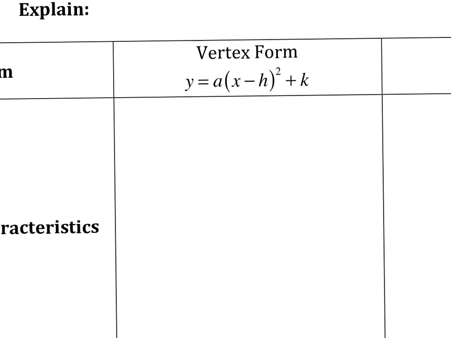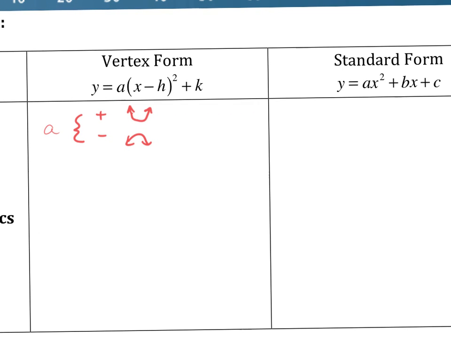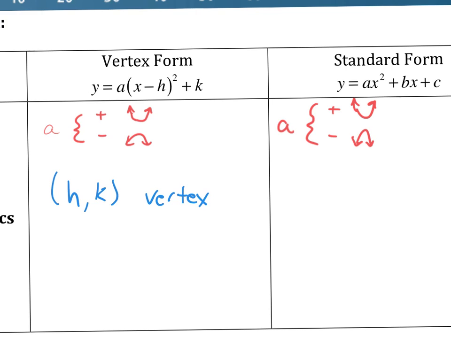So the first thing, a tells me something. Remember that if a is positive, we have a happy face parabola. If a is negative, we have a sad face parabola. Guess what? Turns out it's the same over there. A is going to be the exact same information here. A tells me if we open up or open down. Good. In vertex form, the h and the k together are the vertex.